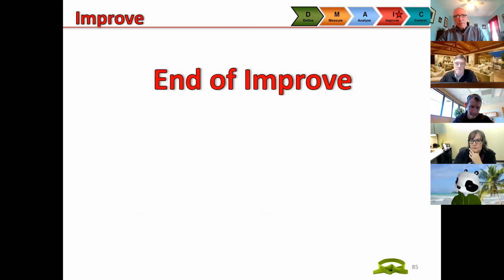All right, so that's the end of the improve phase in terms of this PowerPoint. But let me just grab real quick the Poke-Yoke stuff. I think it'll make pretty good sense.